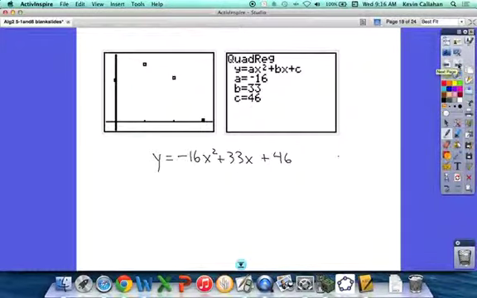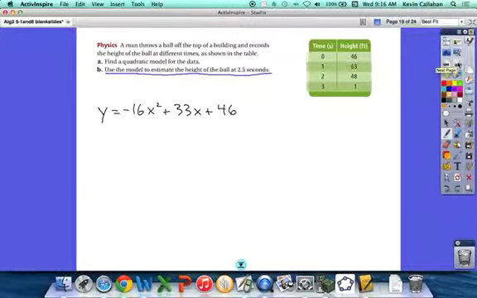Now this problem was actually taken from a word problem in the book. The problem said, a man throws a ball off the top of a building and records the height of the ball at different times, as shown in the table. That table is the data that we just plotted. Find the quadratic model for the data. We already did it. The second part is use the model to estimate the height of the ball at 2.5 seconds. In this table we don't have a 2.5. We have 0, 1, 2, and 3. So how are you going to find 2.5?